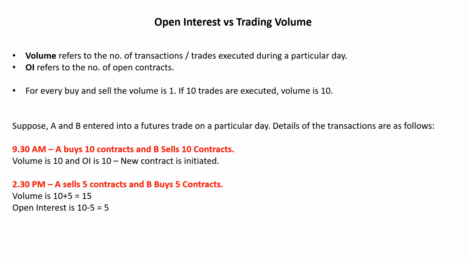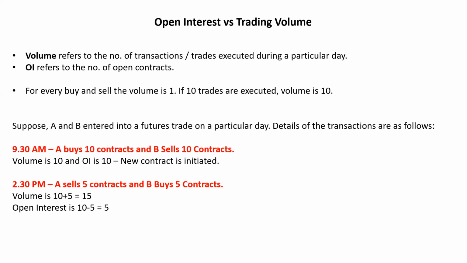Now we will be comparing open interest with trading volume. Volume refers to the number of transactions that are happening in a particular day. Open interest refers to the number of contracts. For every buy and sell, the volume is 1. If 10 trades are getting executed, then the volume is 10. So I'll explain open interest and trading volume with an example.